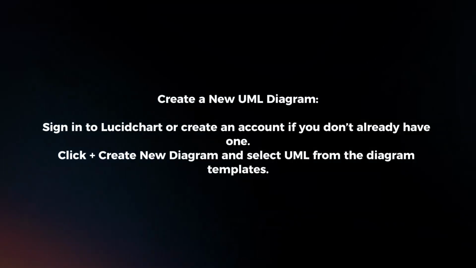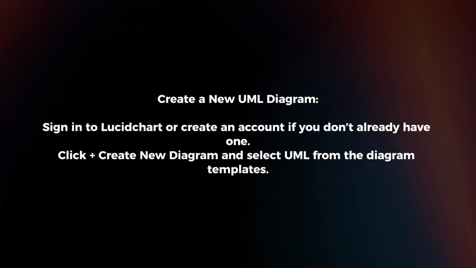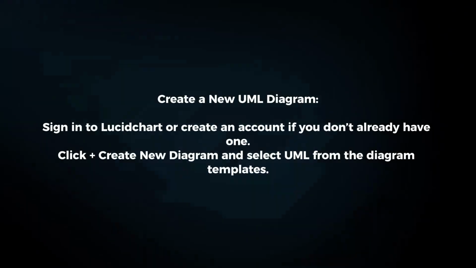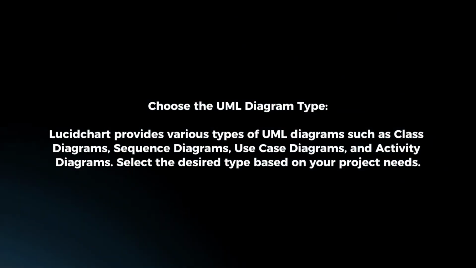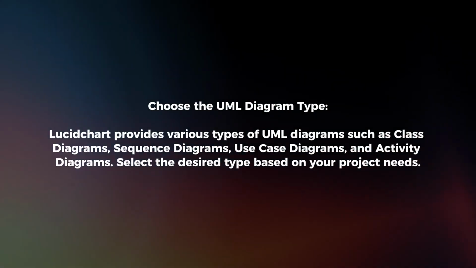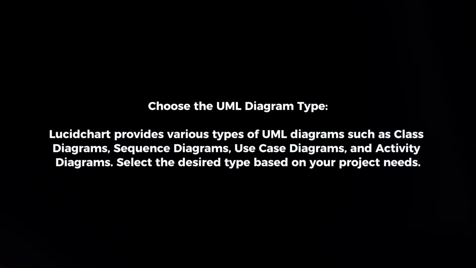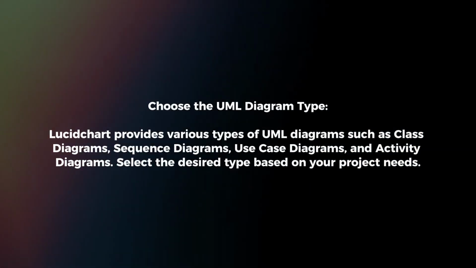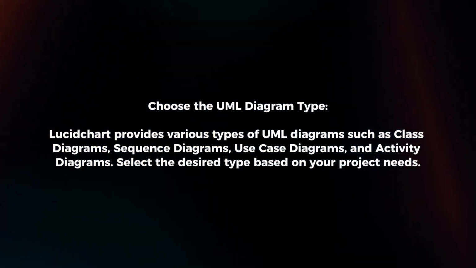Sign into Lucidchart or create an account if you don't already have one. Click plus Create New Diagram and select UML from the diagram templates. Choose the UML diagram type. Lucidchart provides various types of UML diagrams such as class diagrams, sequence diagrams, use case diagrams, and activity diagrams. Select the desired type based on your project needs.